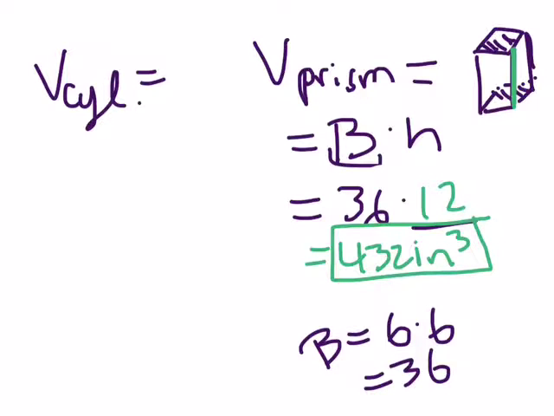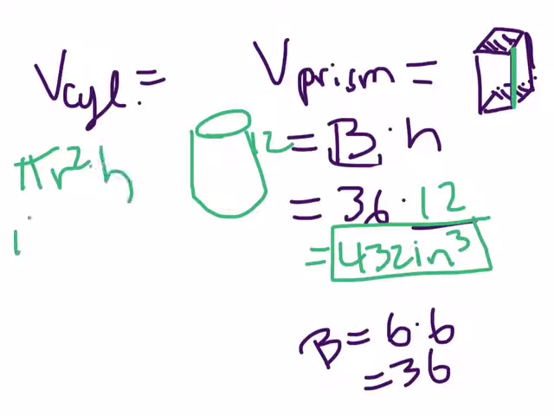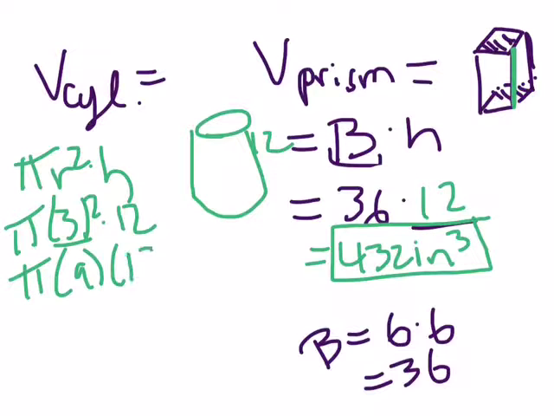Let's find the volume of that cylinder now. Right, diameter of 6, height of 12. So it's pi r squared h, and the radius is 3, and the height is 12. So 3 squared is 9. Right, 9 times 12, 108, and 108 pi.